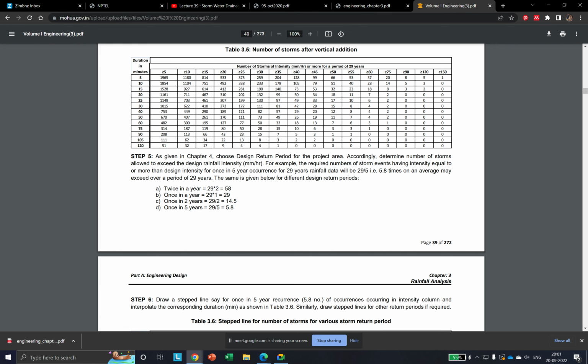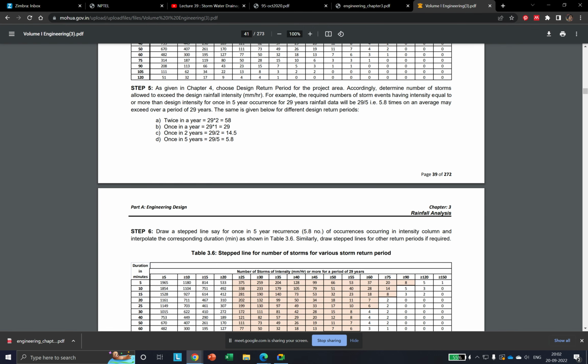So we divided 30 years by 5, because the 5-year occurrence is what we need. So we get 5.8. The interpretation of that is that 5.8 times on average, this may exceed over a period of 29 years. That is, our rainfall might exceed the capacity of whatever we're designing for, or the storms that are there. So that is why we take this 5.8.